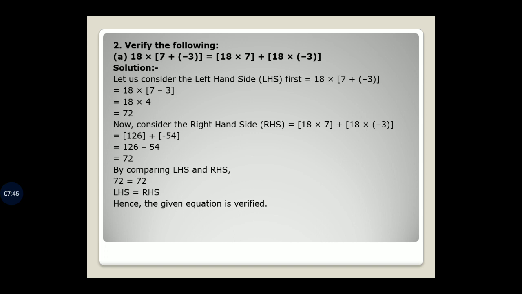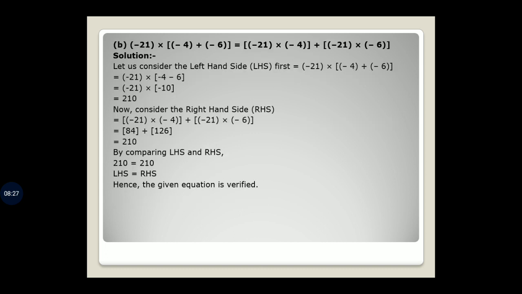Solution for this problem is, let us consider the left hand side of the problem first. 18 into 7 plus of minus 3 gives you 18 into 7 minus 3, which is equal to 18 into 4, that is 72. Now let us consider the RHS, that is 18 into 7 plus of 18 into minus 3. 18 into 7 gives you 126 plus of minus 54, that is 126 minus 54 gives you 72. By comparing LHS and RHS, 72 is equal to 72. LHS is equal to RHS, hence the given equation is verified.